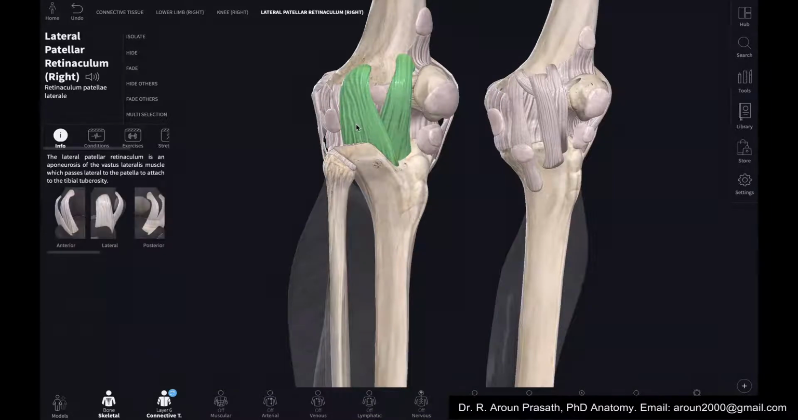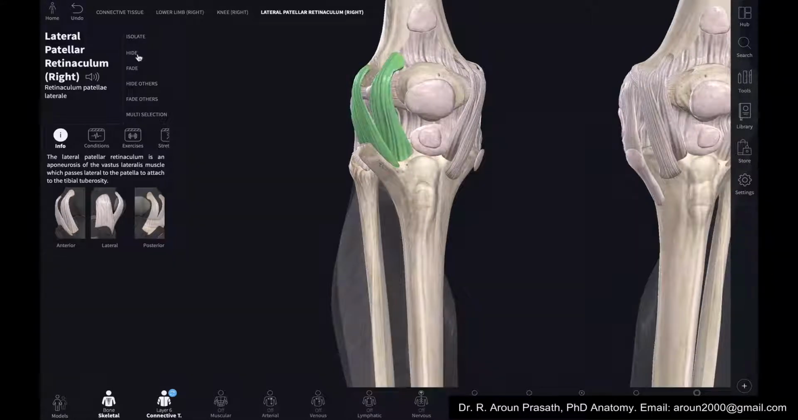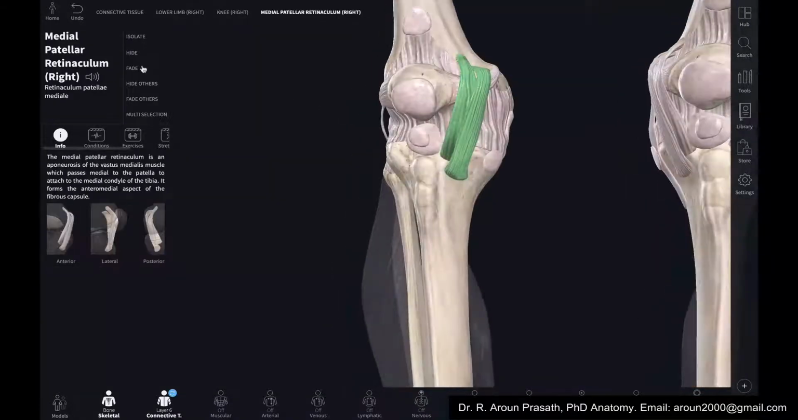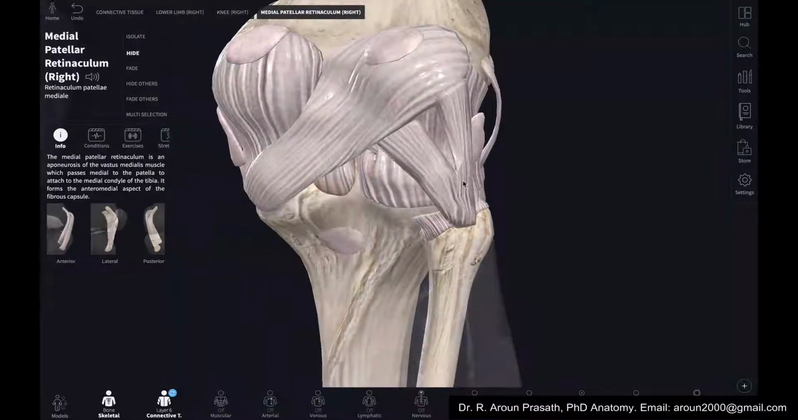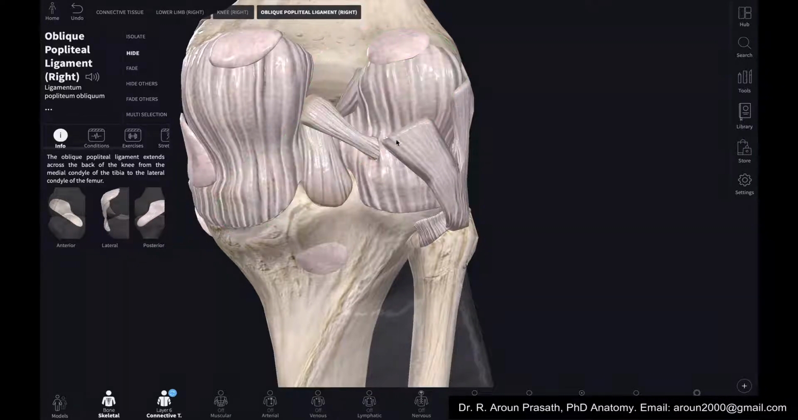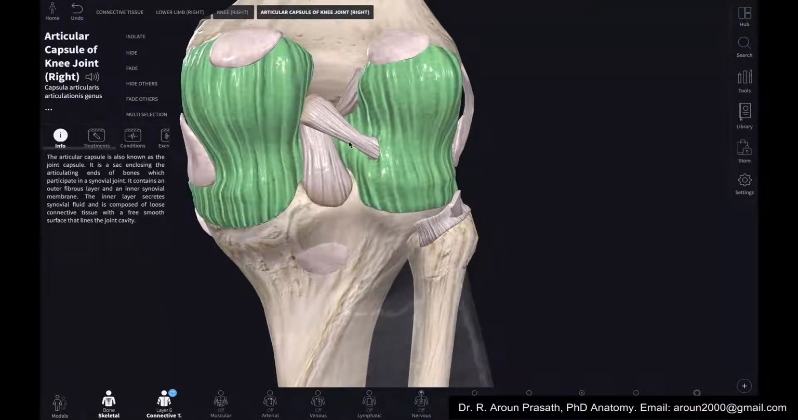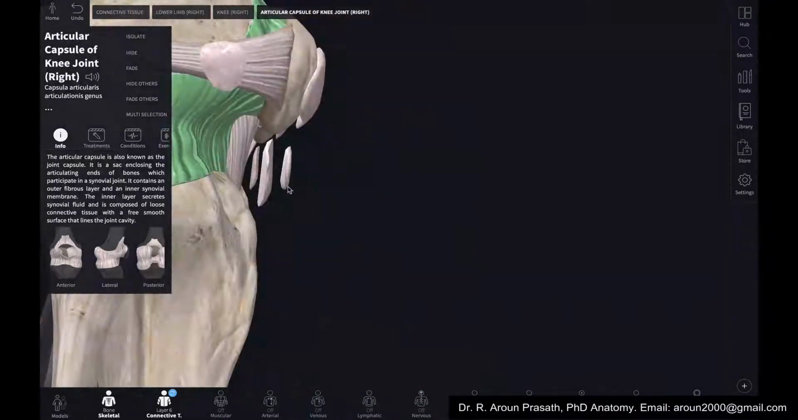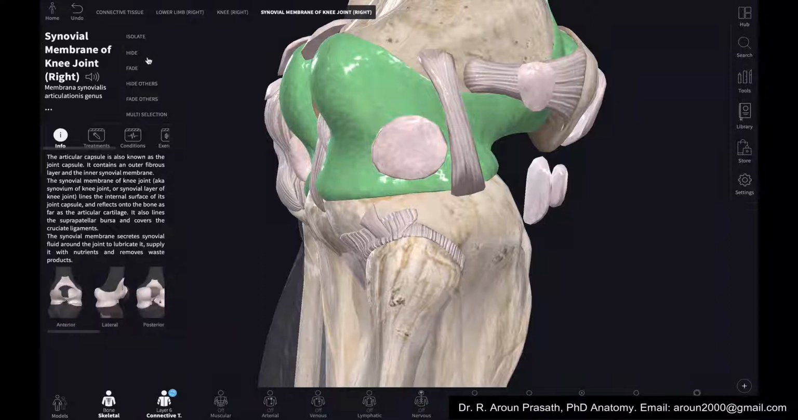Then apart from this, you have the lateral patellar retinaculum. These are not as strong as those two ligaments, and this is the medial patellar retinaculum. Then in the posterior aspect, there are the oblique popliteal ligament and the arcuate popliteal ligament. The whole articulating surface is covered by the joint capsule, and inside the capsule you have the synovial membrane.